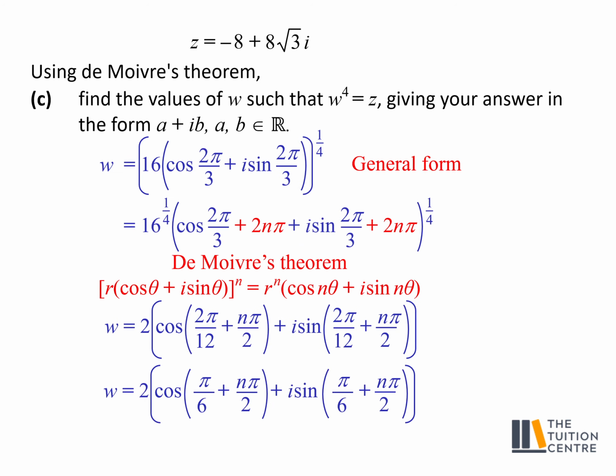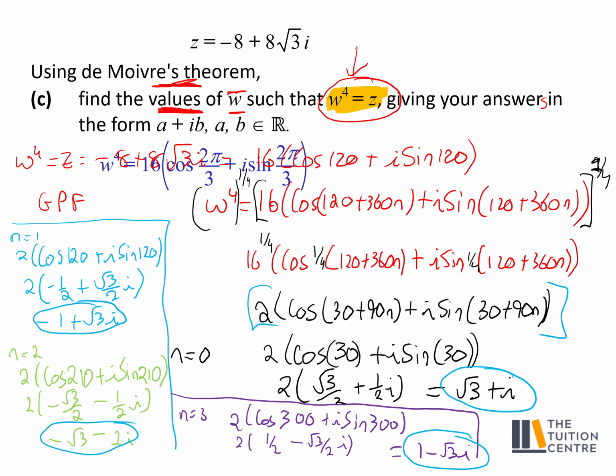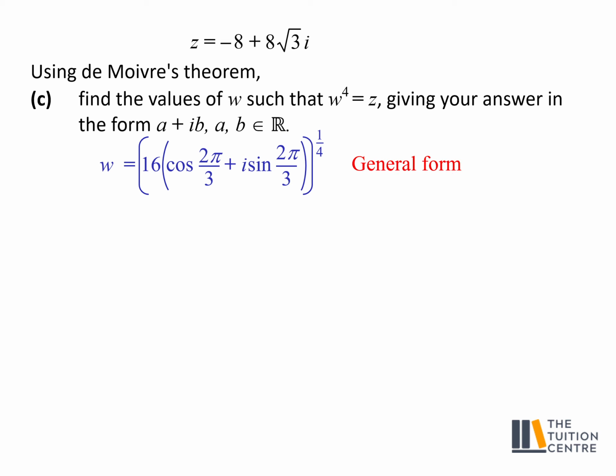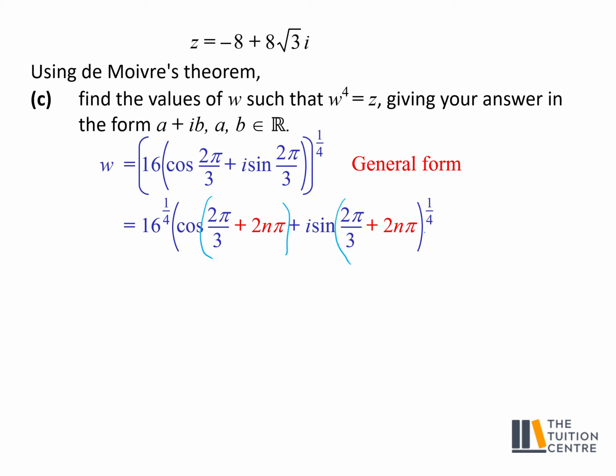And in this case, you could do it in either, right? Because you're just looking for your answers at the end. So in this case, we can say, okay, w to the power of 4 is 16 cos 2 pi over 3 plus i sine 2 pi over 3 in radian form. So we're going to be using the general polar form here. But of course, 360 degrees is the same as 2n pi.